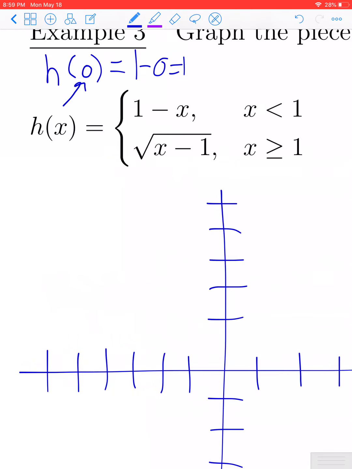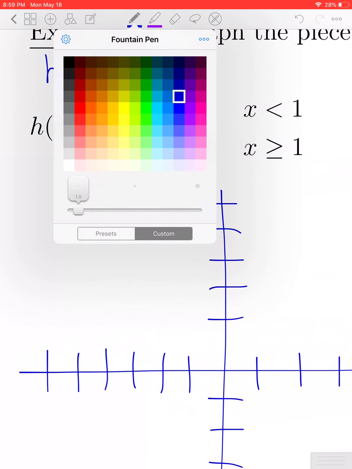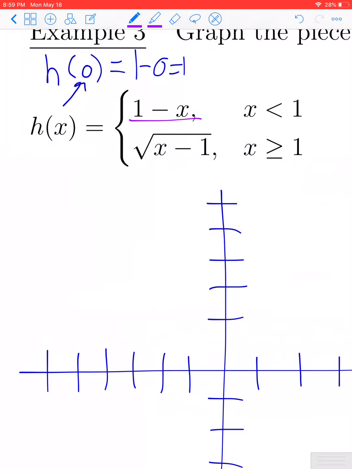One of the ways that I like to describe how to graph these is to just graph each of the pieces in their entirety, and then erase them for the portion of the subdomain where you don't need them. For example, if we look at 1 minus x, it might be more helpful for some of you to rewrite it as negative x plus 1.